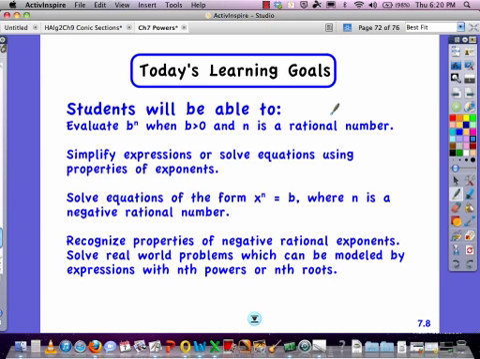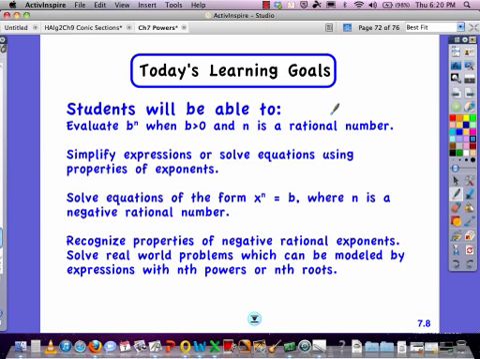All right, now that you are experts, so to speak, in rational exponents, we now want to do the same types of calculations, but the difference will be negative rational exponents. So looking at our student goals again, we want to still be able to evaluate anything in the form b to the n, where n is bigger than 0 and n is a rational number.